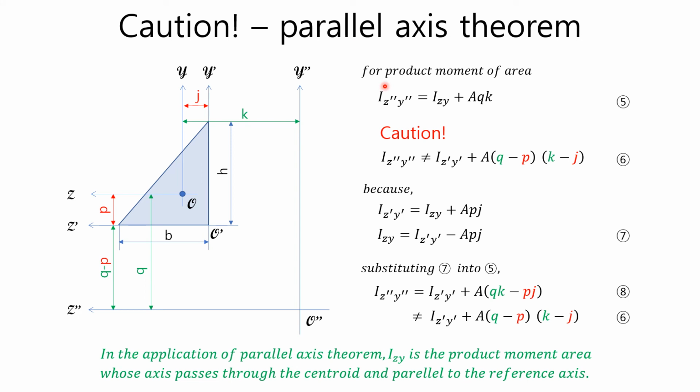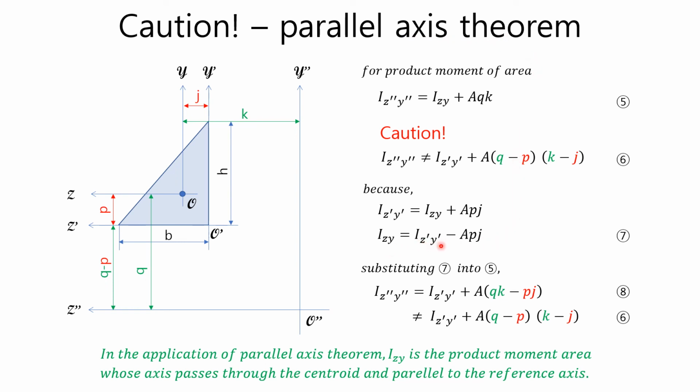The same is true in the application of product moment of area. Product moment of area with respect to z y double prime can be expressed as equation 5. You cannot use Izy prime instead of Izy, and distances q minus p and k minus q instead of q and k in the parallel axis theorem. I will show why this is a wrong application.